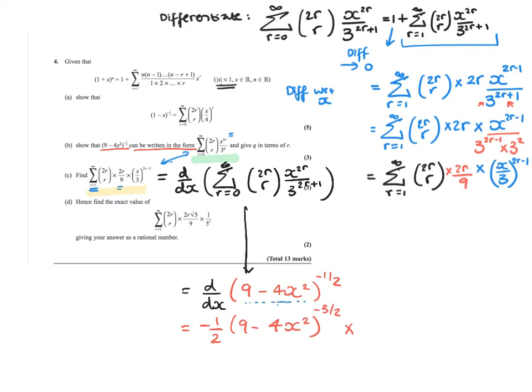So I'm basically just using the chain rule very quickly here, and this then simplifies to give me 4x over 9 minus 4x squared to the power of 3 over 2. I'll bring that into the denominator. And this is the answer. That's the exact value of this summation.